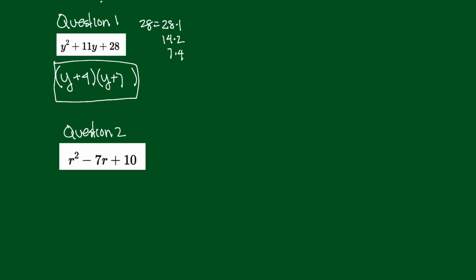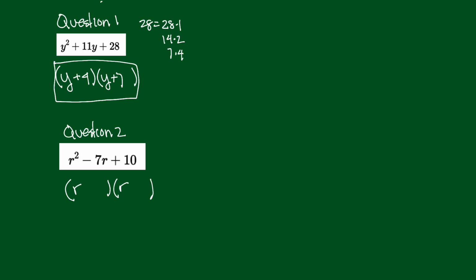Now here in question 2, we've got r squared minus 7r plus 10. I don't see anything common all the way through, and the leading coefficient is a 1. So nothing is common, so I have no greatest common factor to take out. So write the two sets of parentheses, anticipating we can do this. First up, how do we get this r squared? Well, the r squared is going to come from multiplying an r with an r. So I'll put those in my first two positions.